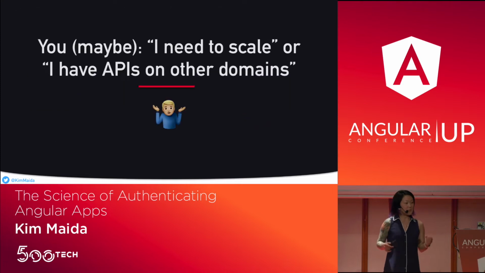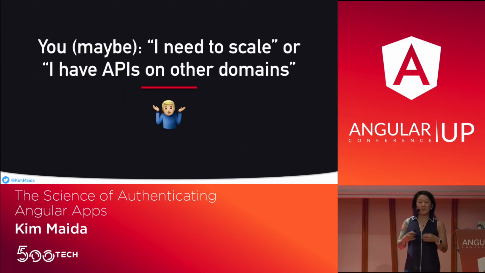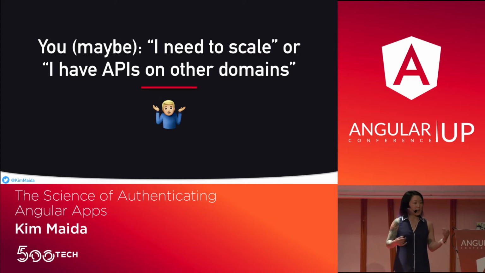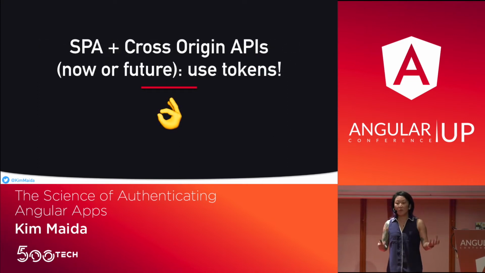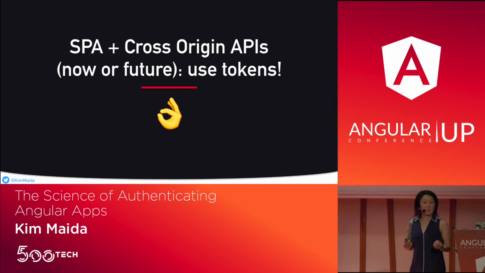Now, there's nothing wrong with doing this. You can do that. But if you are in a scenario where you know you're going to need to scale in the future, or you already have APIs that live on other domains, then token-based authentication is the choice for you. It's what you're going to want to use.